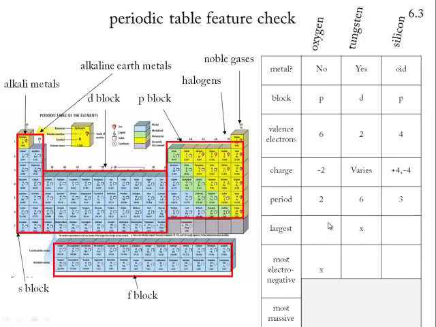And the most massive, that means the heaviest, that simply would be the largest average atomic mass. So look up these little numbers here and find out which is the biggest, and I believe it's tungsten. And there you go, some features about the periodic table, screencast 6.3.